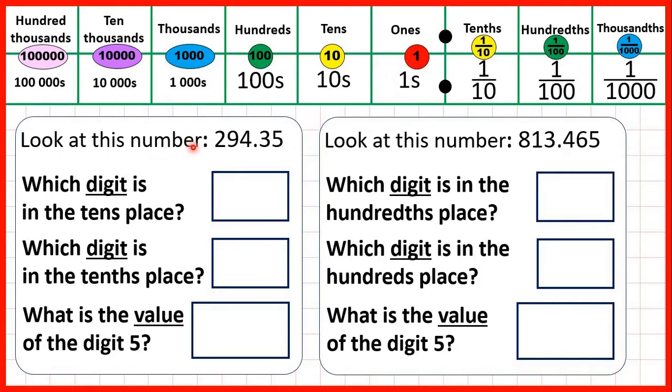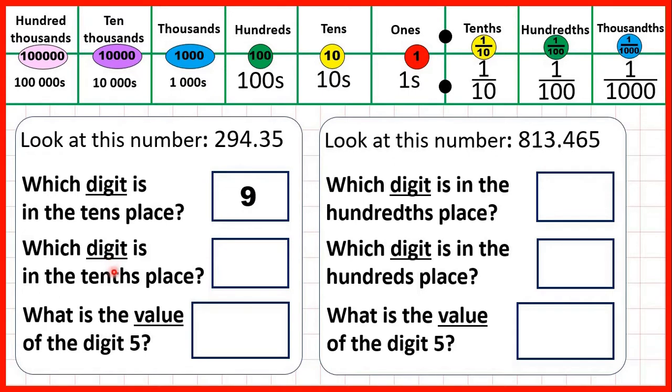So look at this number. We have 294.35. Which digit is in the tens place? Well, when we have decimals, we need to count place values from the decimal point. So the digit before the decimal point is the ones digit, and then the digit before that is the tens. So in this number, we have 9 tens.